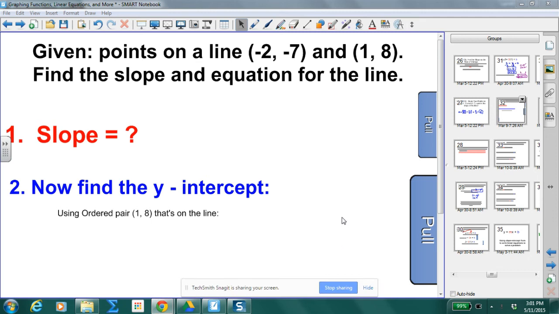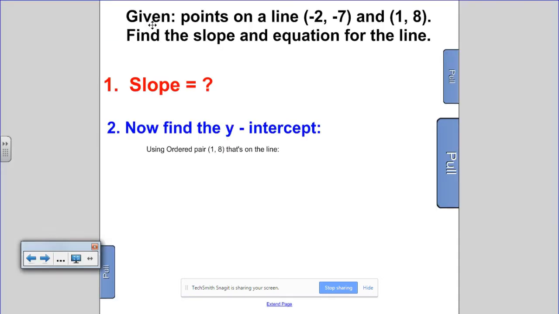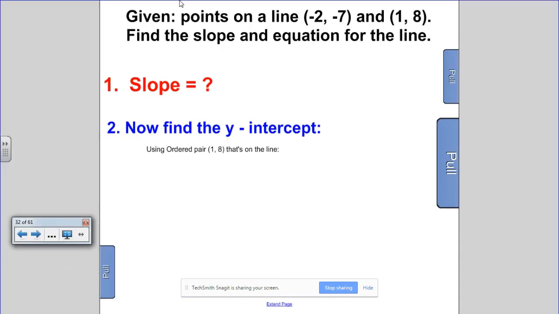All right, we're going to get some extra practice with this, finding the entire equation and everything that you could possibly want to know about a linear function from just simply 2 points that it goes through. So let's get another practice. We just did one like that, but given the points on a line, -2, -7, and 1, 8, find the slope and the equation for the line.